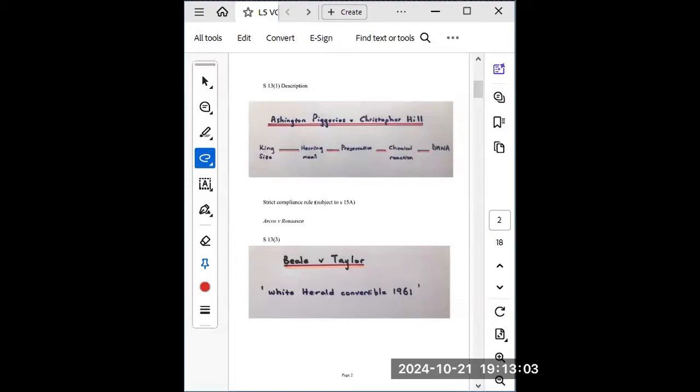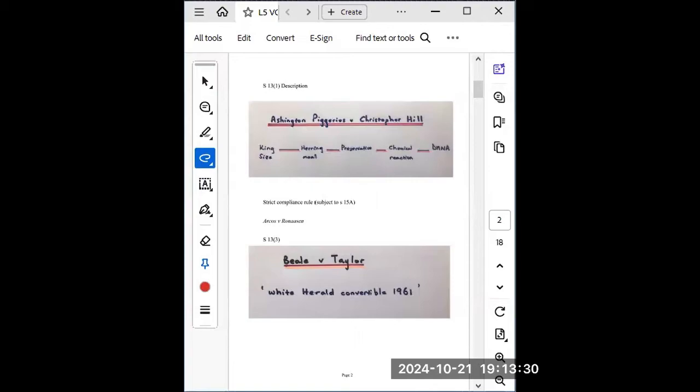Remember that Section 13 is subject to the strict compliance rule. In Arcos against Ronason, wooden staves were supposed to be ½ an inch thick. The staves delivered were 9/16 of an inch thick. That's just 1/16 thicker than agreed. Court said breach Section 13.